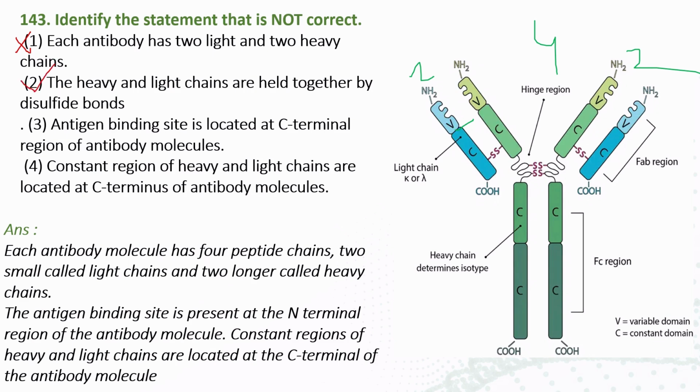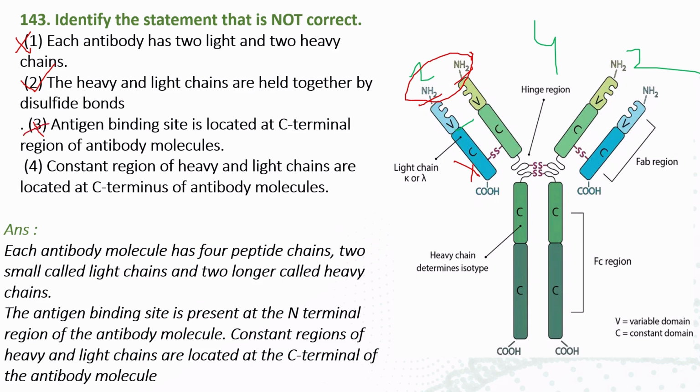Whereas the third statement says the antigen binding site is located at the C-terminal region of antibodies. If you see the C-terminal region here, normally the antigen binding site is present in the N-terminal region, not in the C-terminal region. Here the antigen will combine at the N-terminal region, not the C-terminal region. So this is also wrong.